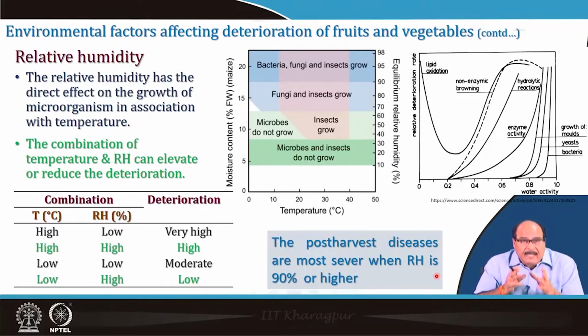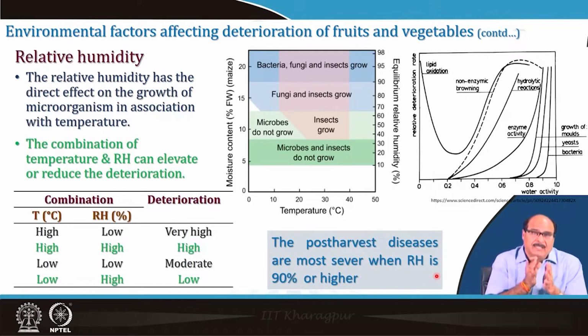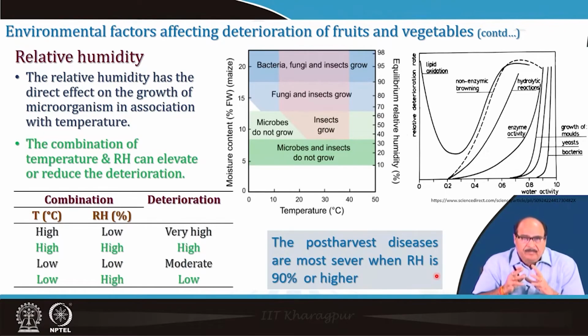Relative humidity, another major culprit. The relative humidity has a direct effect on the growth of microorganisms in association with the temperature. The combination of relative humidity and temperature both have a very significant effect on the shelf life and quality of the material post harvest. If the temperature is maintained at a higher level and relative humidity low, then deterioration will be very high. If the temperature and relative humidity both are high, then the deterioration or spoilage will be high. If the temperature and relative humidity in the storage environment during handling, etc., are both kept low, there will be very little or moderate deterioration and spoilage. If the temperature is low but relative humidity is high, then this will result in less deterioration.